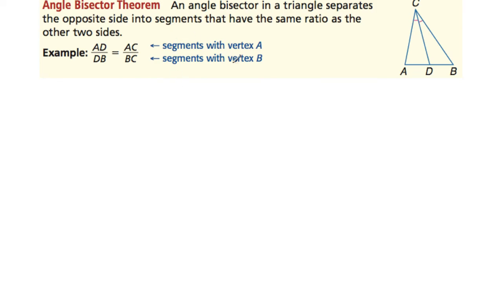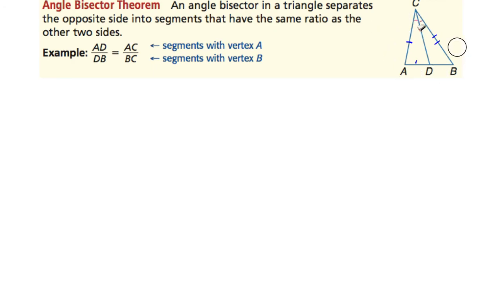Now, another theorem is the angle bisector theorem, which says that an angle bisector separates the opposite side into segments that have the same ratio as the other two sides. Wordy, right? Well, going off this picture, we can see that CD is the angle bisector. It cuts this angle C into two equal halves. So AD to DB is going to be the same as AC to BC.